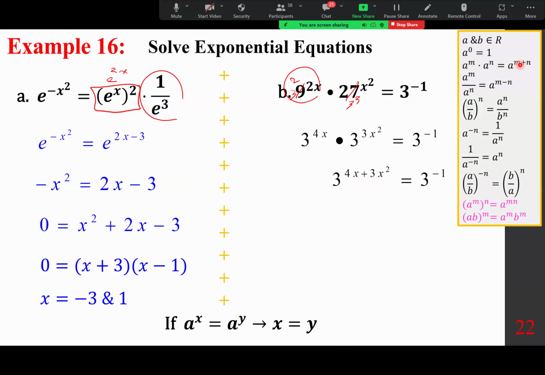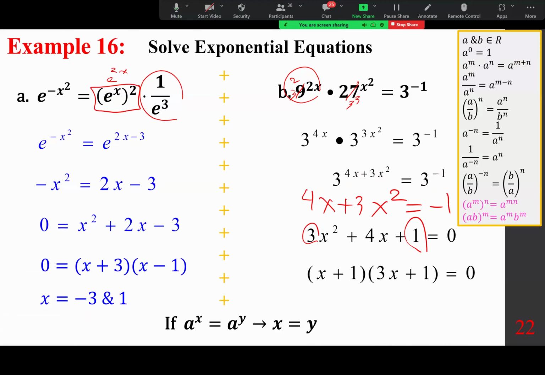Both sides have the same base 3. They must have the same exponent. 4x plus 3x squared must be equal to negative 1. We move the negative 1 and we do the factoring. Because 3 is a prime number, it's simple, it's 1 and 3. And of course, this is 1 and 1 only. And so we end up with this, resulting in x being either -1 or -1/3, and those are the final answers.